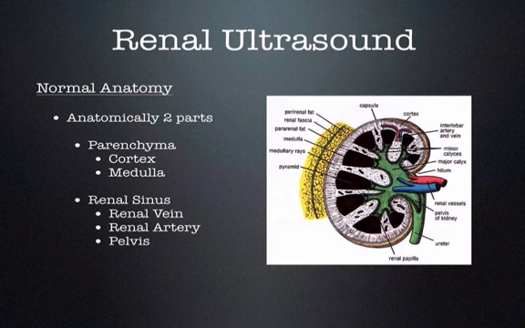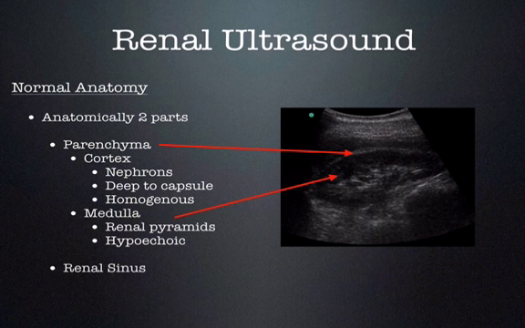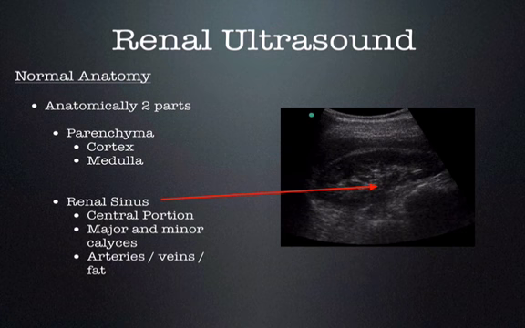The kidneys are anatomically made up of two parts, the parenchyma and the renal sinus. The parenchyma includes the cortex and the medulla, while the renal sinus includes the renal pelvis and the renal vasculature. Sonographically, the cortex is just deep to the capsule and is homogeneous, while the medulla houses the renal pyramids and is hypoechoic. The renal sinus is the centralmost portion of the kidney and typically appears hyperechoic compared to the medulla. Again, this portion of the kidney is made up of the calyxes and the vasculature.